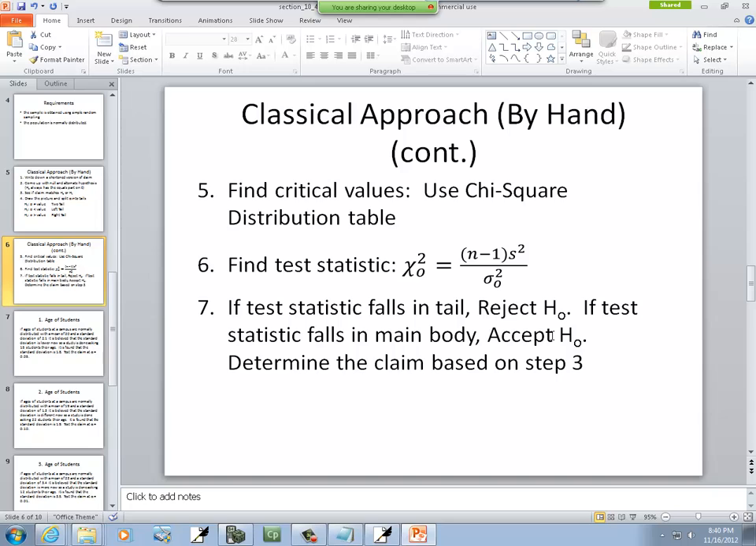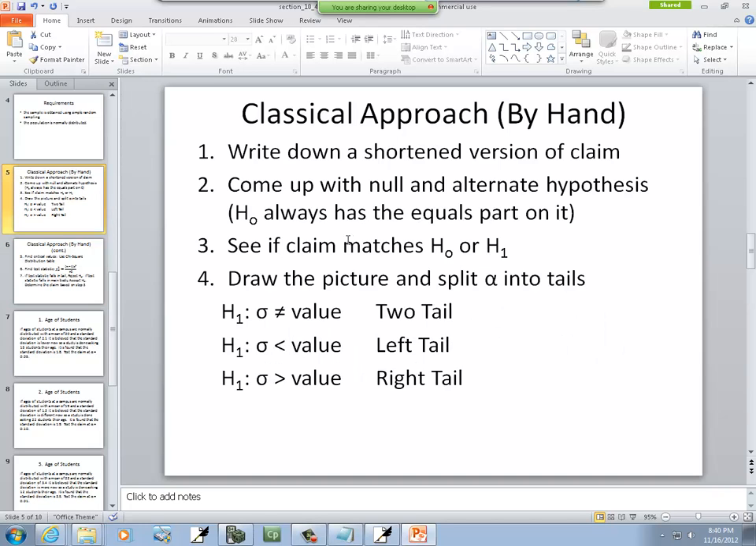Now the more appropriate way to write that is we do not reject her innocence. That's different than accepting it. It just says we do not reject it, because it's possible, isn't it? It's possible she studied every second for the last 2 or 3 weeks leading up to the final. Not that it matters, she still didn't pass the class. Given she scored 7 or 8% on every test, there's no way she's going to pass anyway. And then determine the claim based on step 3. Step 3 is see if your claim matches H0 or H1.